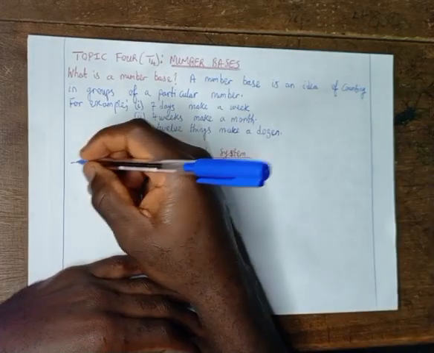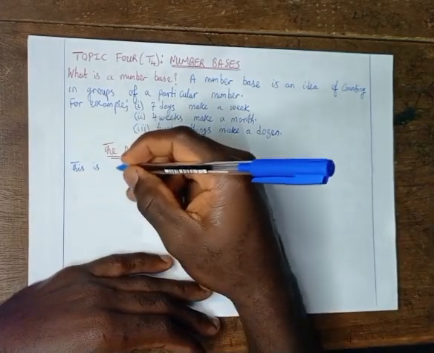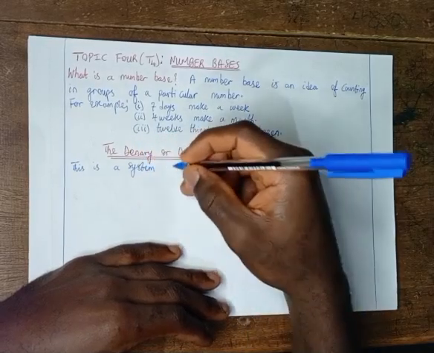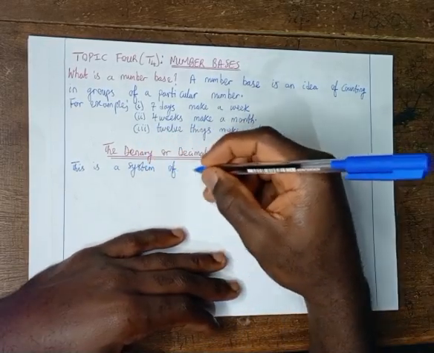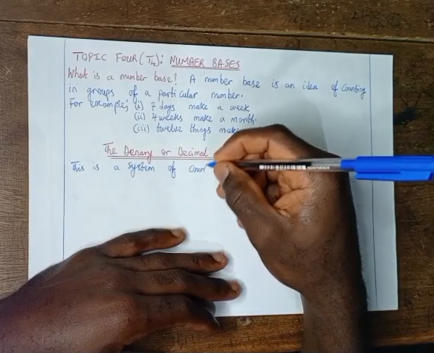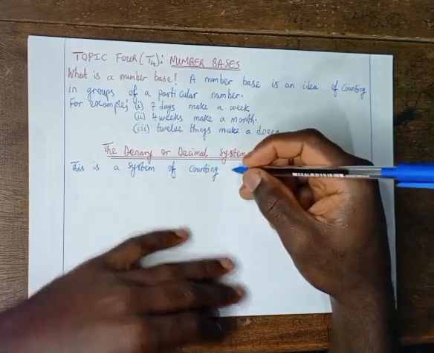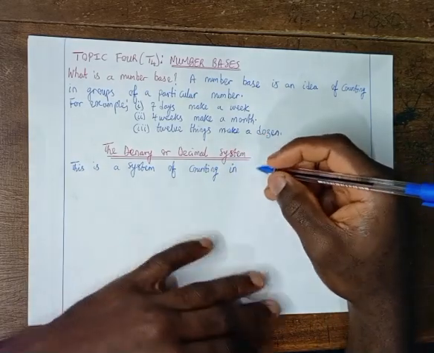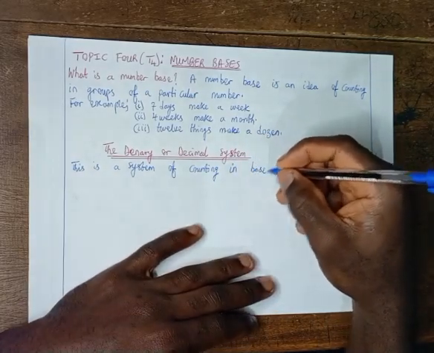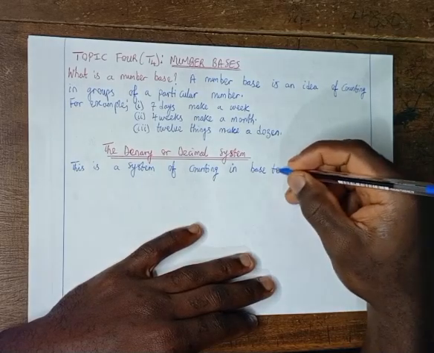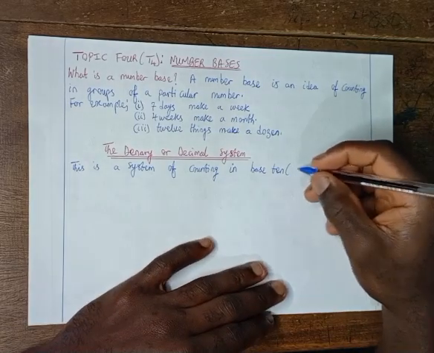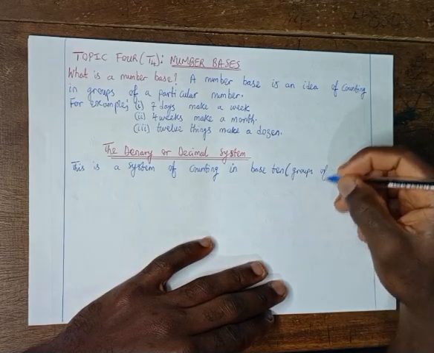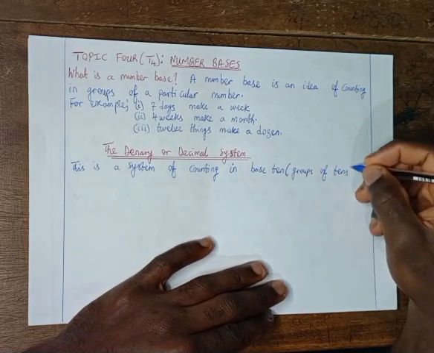Let's write this down. This is a system of counting. This is a system of counting in base 10. When we talk of base 10, that means we count in groups of tens. Counting in groups of tens.